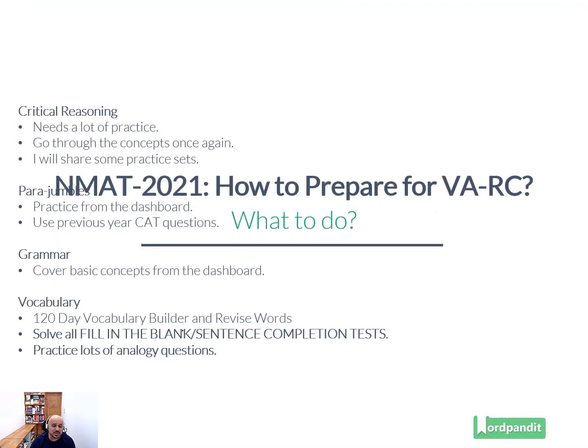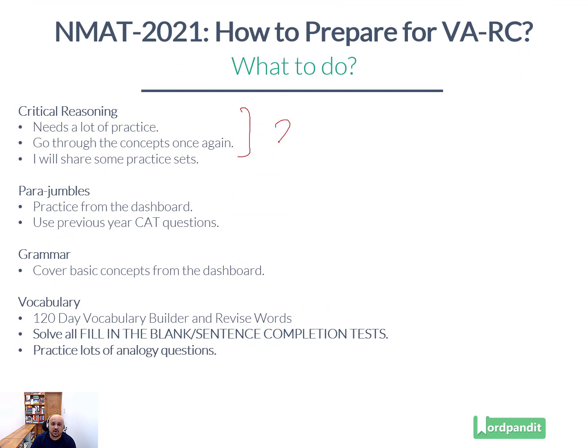As far as your preparation goes, please, critical reasoning, go through a lot of preparation. 200 CR questions are a must. Remember, if you prepare CR, a good level of questions, right, you get sorted for NMAT as well as XAT. So you basically kill 2 birds with 1 stone. So 200 plus questions.